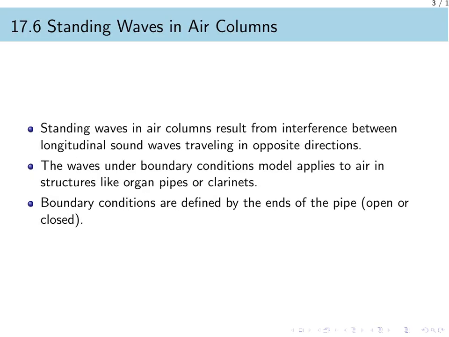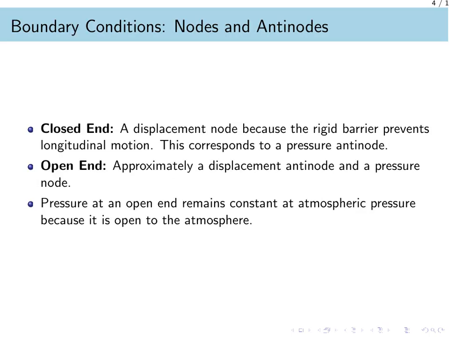Standing waves in air columns are created by the interference of longitudinal sound waves traveling in opposite directions. This phenomenon is a perfect example of the waves under boundary conditions model, which we can apply to instruments such as organ pipes, flutes, or clarinets. The specific way these waves behave is determined by the boundary conditions at the ends of the pipe, which may be either open to the air or closed off by a rigid barrier. Boundary conditions are described in terms of nodes and antinodes.